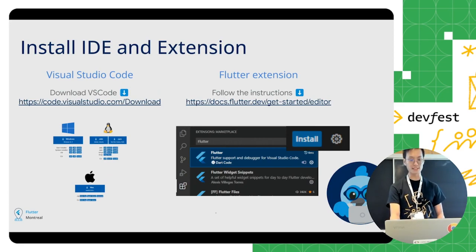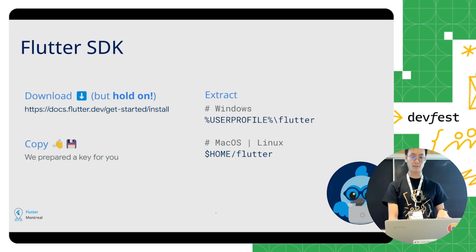You need VS Code, so it's also in the USB key. Just install it, or go to the download link and make sure that you have the Flutter extension. It will give you a lot of tools like generating snippets for widgets, the linter, the format tools, anything you need to develop with Flutter. In the USB you also have the Flutter SDK. You can download it, but it's very heavy. So just copy it, and raise your hand if needed. Then make sure you extract it somewhere your path will be able to find. I would recommend putting it in the user profile on Windows, and home for Linux and Mac.